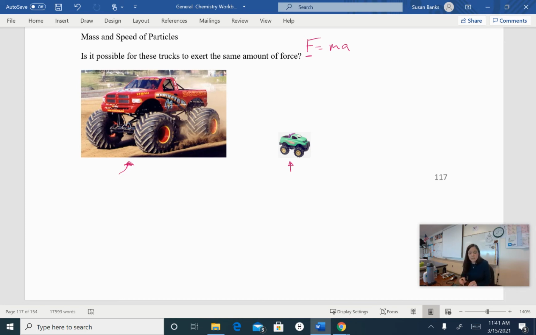It is. Now, I would have to have this small truck going really fast. And that would have to be accelerating tremendously fast. But if this large truck was going really, really slow, like maybe a millimeter an hour, I could have it being the same force as that small little truck. So let's think about this in terms of gas molecules really quick.